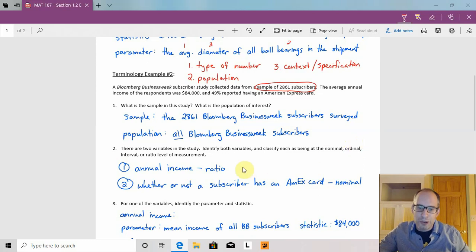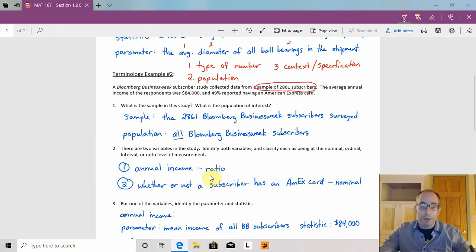Then number two, the two variables, we kind of already went through this a little bit, but annual income is one of them, right? Because they must have reported their annual income for the study to come up with this average value. And then in order to say this, they must know who had an American Express card and who didn't. So annual income is one variable. The other one is whether or not a subscriber has an American Express card, right? And those two we can then classify further, like are they nominal, ordinal, interval, or ratio?